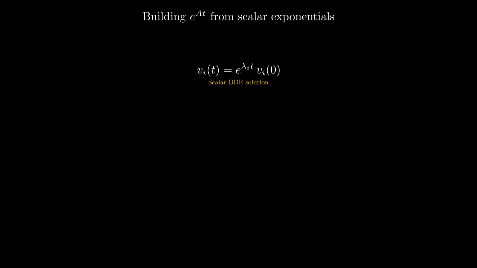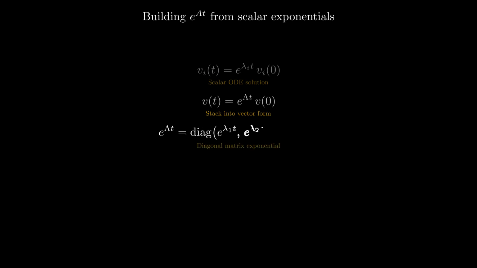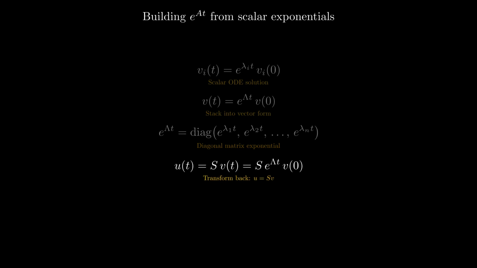Now stack those scalar solutions back into a vector. We get v of t equals e to the Lambda t times v of 0, where e to the Lambda t is the diagonal matrix whose diagonal entries are e to the lambda 1 t, e to the lambda 2 t, and so on, down to e to the lambda n t. Now we transform back to the original variable.